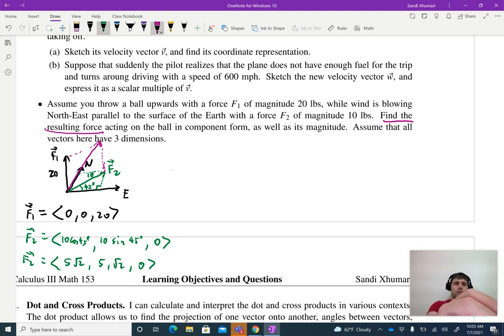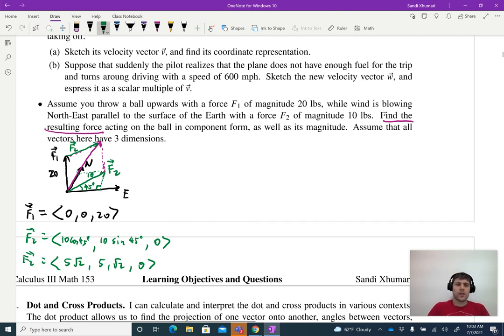Another way you could do this is you could translate the vector F2 up here, starting at the tip of F1. Right? This is also vector F2. The vectors are independent of coordinates, so you can move them around anywhere you want as long as their shape is the same and the direction is the same. And then you just add the two, okay?